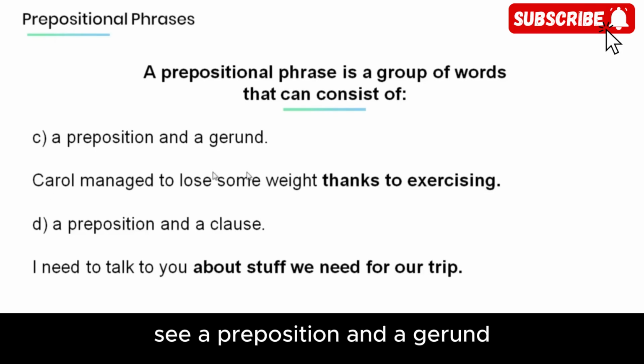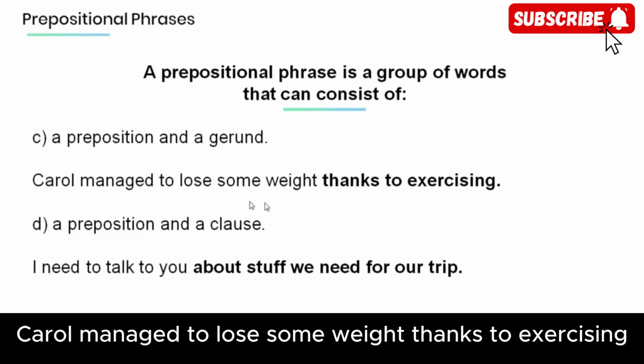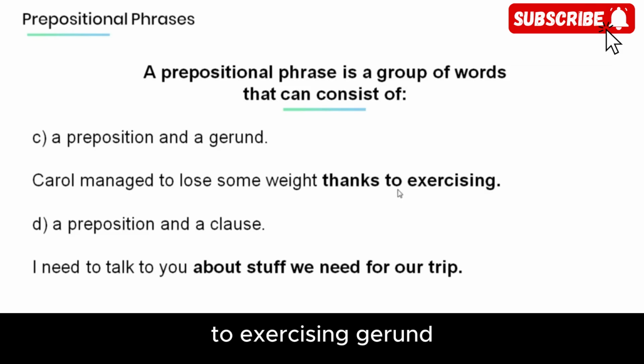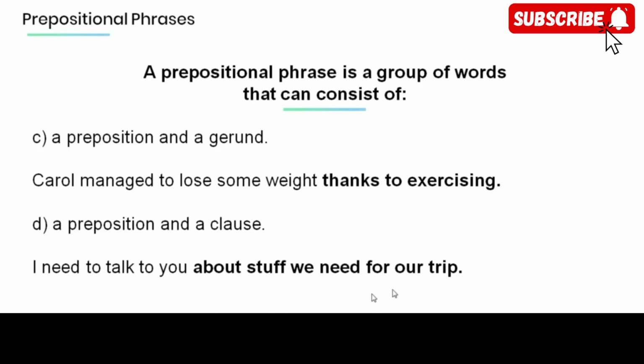C, a preposition and a gerund. For example, Carol managed to lose some weight thanks to exercising. Exercising is a gerund. D, a preposition and a clause. For example, I need to talk to you about stuff we need for our trip. Stuff we need for our trip is a clause.